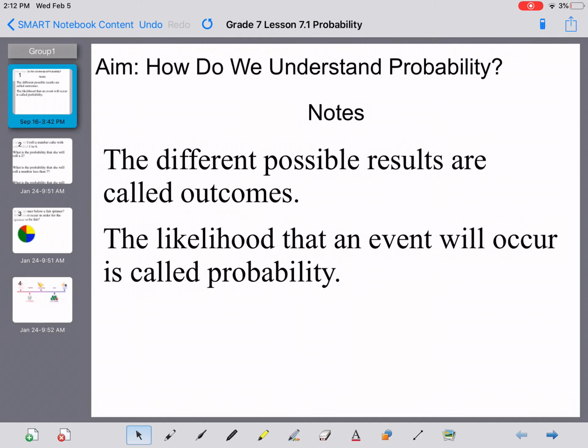Today's lesson is on how do we understand probability. The different possible results are called outcomes. The likelihood that an event will occur is called probability. Take a second to copy down those notes.